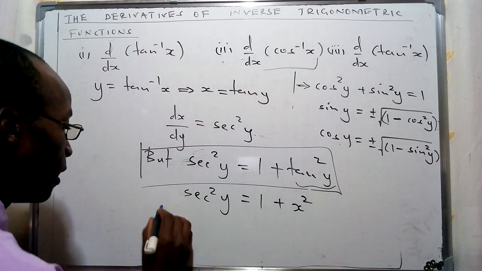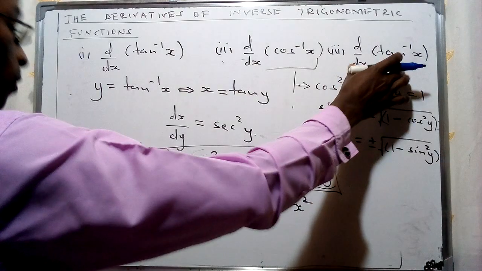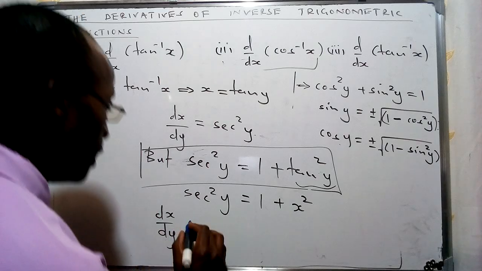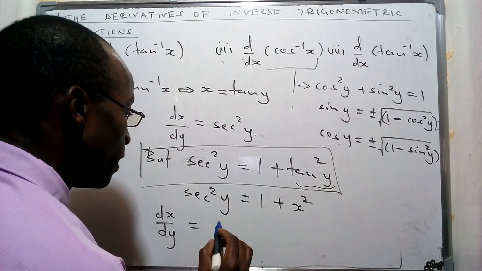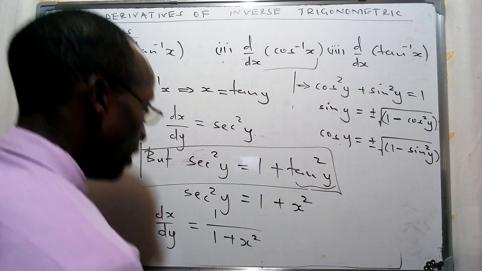So we have dx over dy, which is our derivative in this case for the tan inverse. And this represents our value for the function, which is 1 plus x squared.